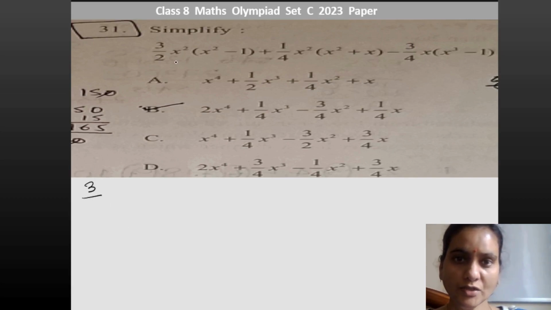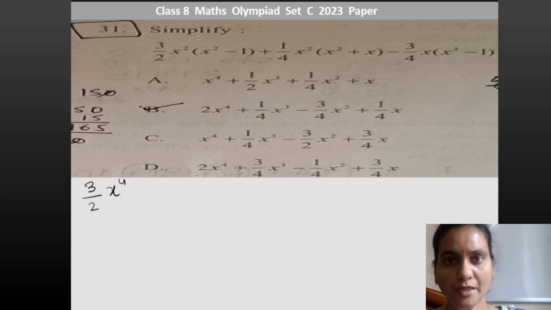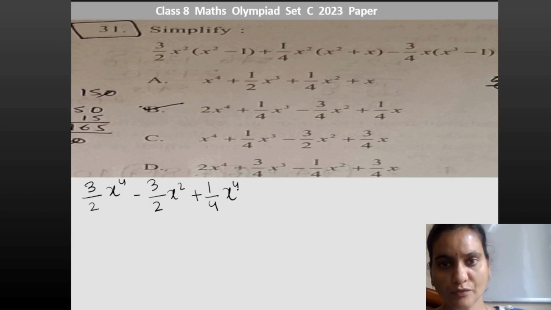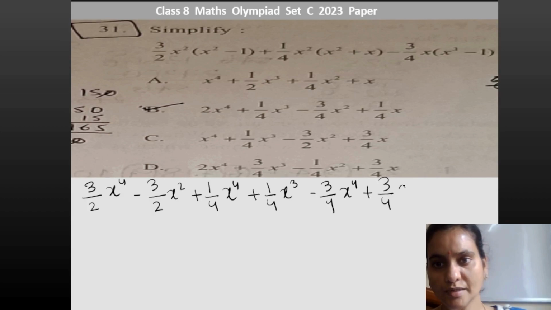3 by 2 x square into x square will be 3 by 2 x raised to the power of 4. Then 3 by 2 x square into minus 1 will be minus 3 by 2 x square. Then plus 1 by 4 x square into x square will be plus 1 by 4 x raised to the power of 4. Then plus 1 by 4 x square into x will be plus 1 by 4 x cubed. Then minus 3 by 4 x into x cube will be minus 3 by 4 x raised to the power of 4. Then minus 3 by 4 x into minus 1 will be plus 3 by 4 x. Now let's group together all the like terms.